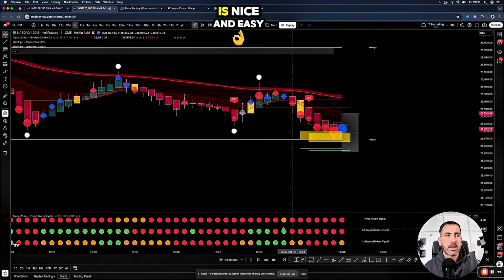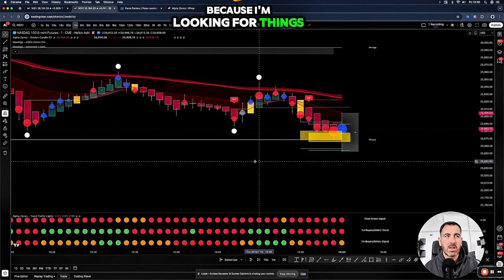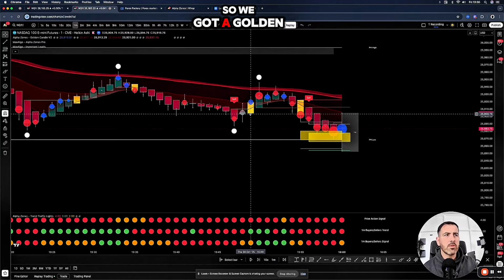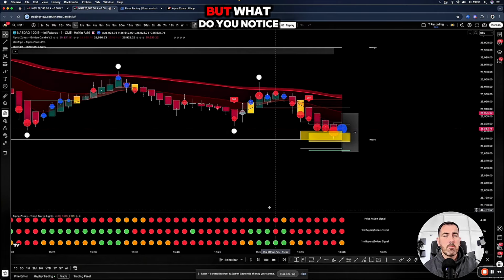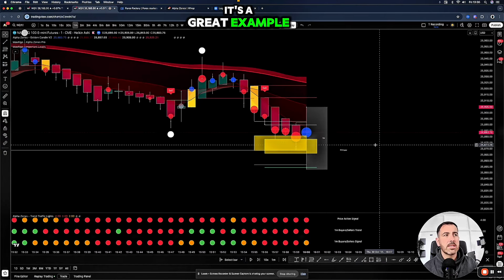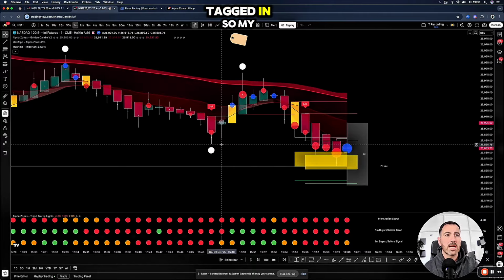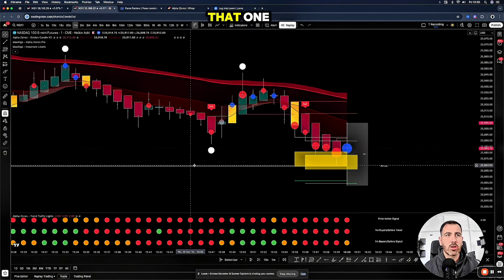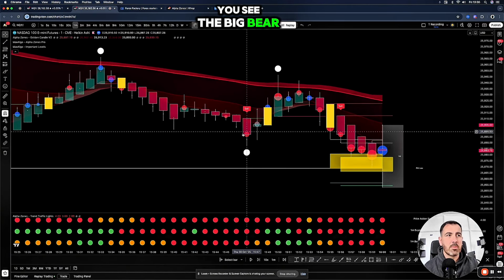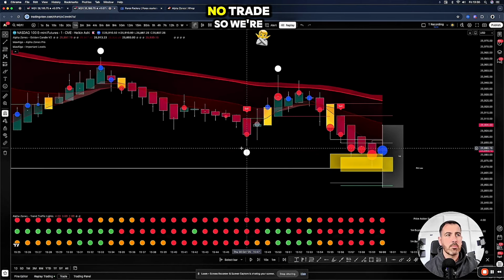The look back is nice and easy with this for me to be able to see the trades that I would and wouldn't take because I'm looking for things to align. So we've got a golden candle here, doesn't align. I'm not taking it. Sell signal does align, but what do you notice? It's a great example of what I spoke about before. Stop order. We do not get tagged in. So my stop would be just below this. So when you do get that reversal of price up here, it never tags us in. So you don't need to worry about that one. You see the bearish volume on the bottom of it as well, and then the reversal. So no problem, no trade.